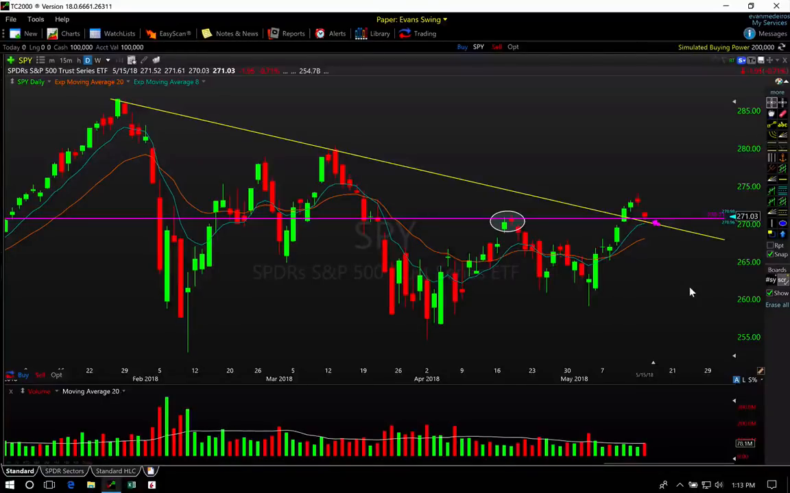If we start to break below here, then we have all the way back to our good friend here, 267, which we were talking about for a number of weeks. But that would be the next big level I'd start paying attention to.